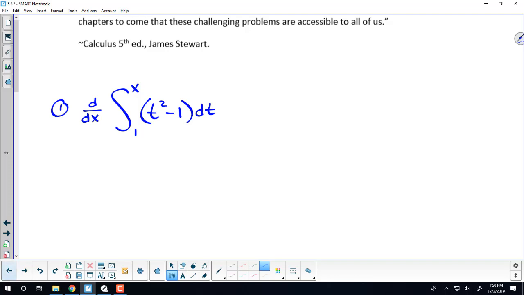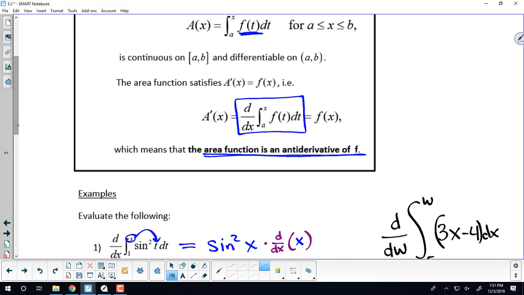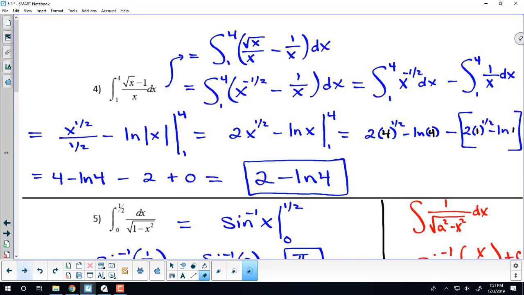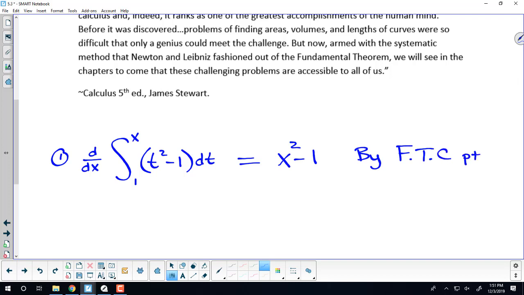So if we go back to the first part of the fundamental theorem, this part right here. I'm taking the derivative with respect to x of the integral from 1 to x of t squared minus 1. What should that turn into? x squared minus 1. Just x squared minus 1. So this is just x squared minus 1 by the fundamental theorem of calculus, part 1.